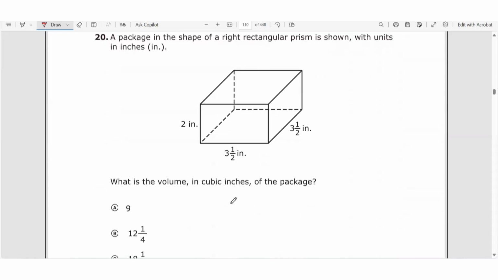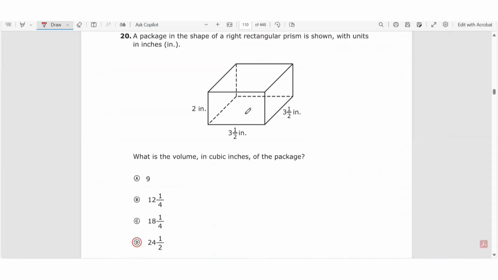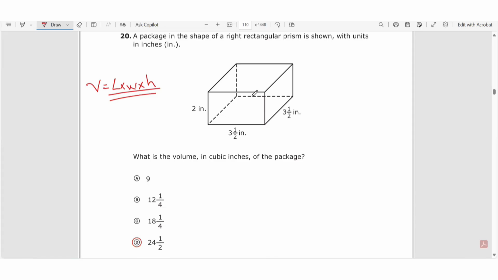All right. So question 20 is, let me minimize this a little bit. Question 20 says, a package in the shape of a right rectangular prism is shown with units in inches. All right. Now, what is the volume of this? Well, the volume is simply the length times the width times the breadth, or what we call the height. This will take us there. In other contexts, you could say the area of the cross section, which would have been this part, the base here. If we could find the area of that and you multiply by the height, you're still good.